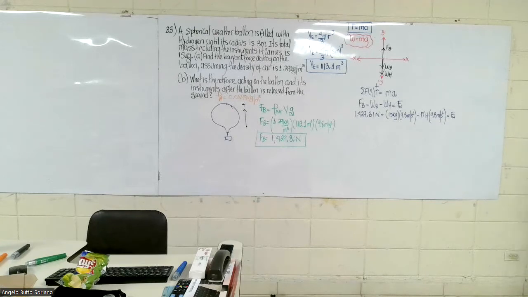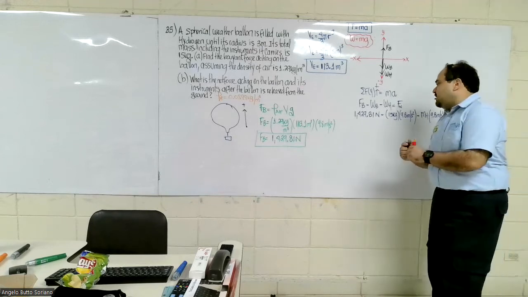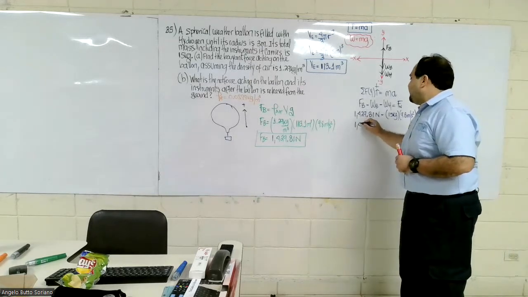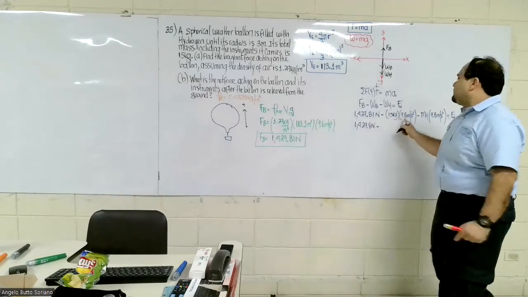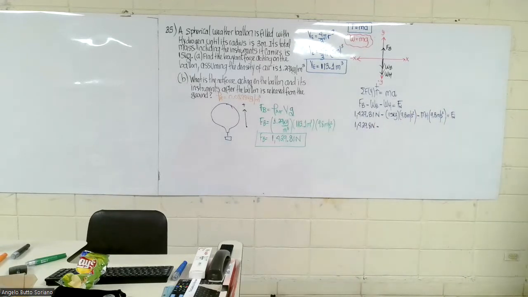We have a serious problem here, right? Because we can simplify this expression. We got 1,429.8 newtons minus, please multiply 15 times 9.8. We can reduce that equation. That will be 147.